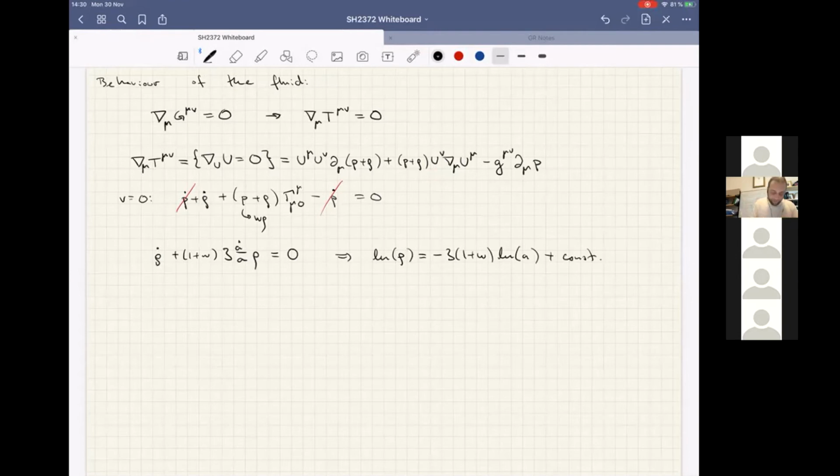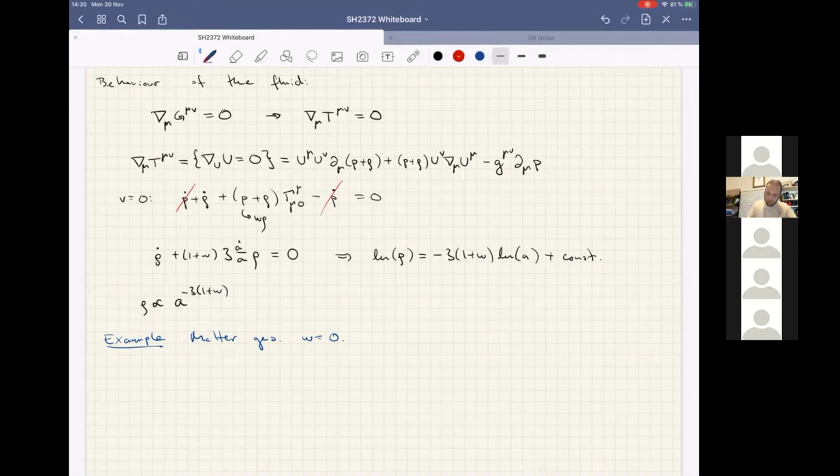Or equivalently, if we solve for ρ, we find that ρ is proportional to the scale factor to the power a to the minus 3(1 + w). So as the universe, if the scale factor grows, then the universe expands. And this tells you how the energy density of the fluid changes when the universe expands. So let's just take a quick example of that. If we have a matter gas, which was w equal to 0, what do we find?